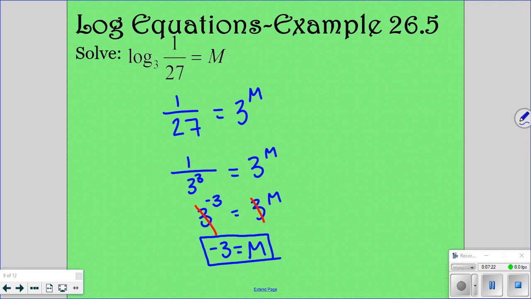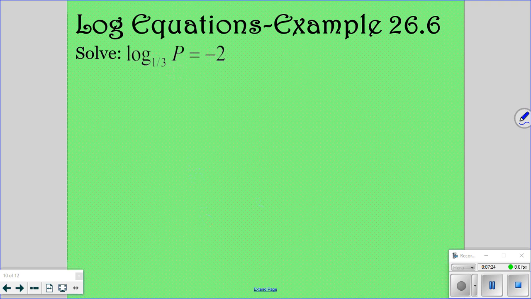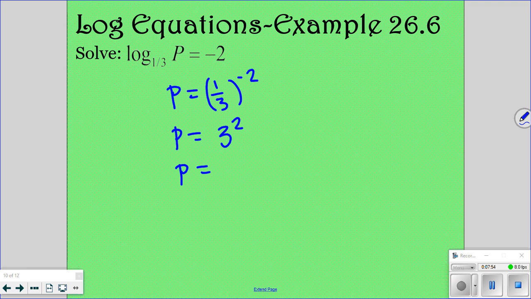Okay, we're going to look at another one. Y'all see if you can at least put it in exponential form. And if you can go further than that, then go ahead. But try it as far as you can by yourself. So we're going to have p equals 1/3 to the negative 2. So that would be the first step. I want to make this exponent positive, so the reciprocal of 1/3 would be 3. So we're really going to have 3 squared, and 3 squared is 9. So p would equal 9.